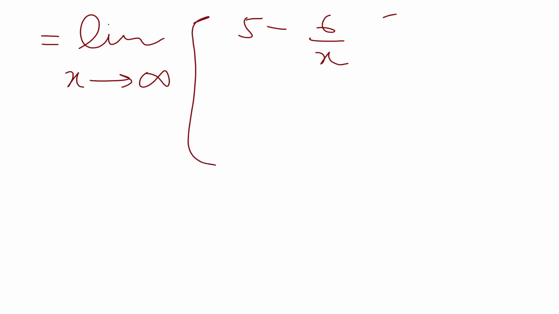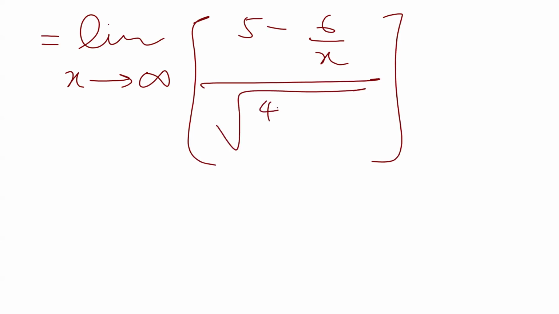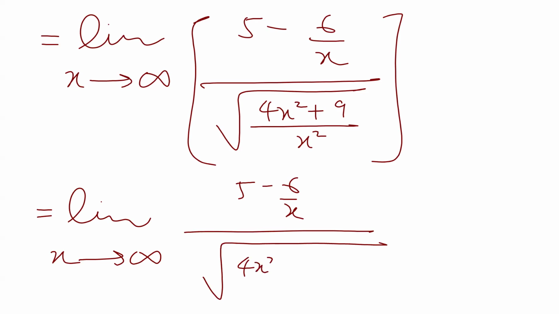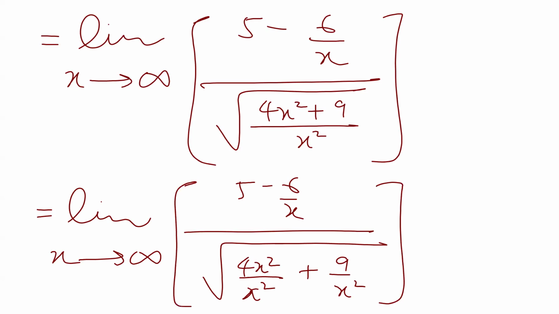Okay, copy till here. So this equal to limit x approaching infinity 5 minus 6 by x upon root of 4x square plus 9 upon x square. Now we'll split this into two parts in the denominator. 5 minus 6 by x upon root of 4x square upon x square plus 9 upon x square. So this is gone.